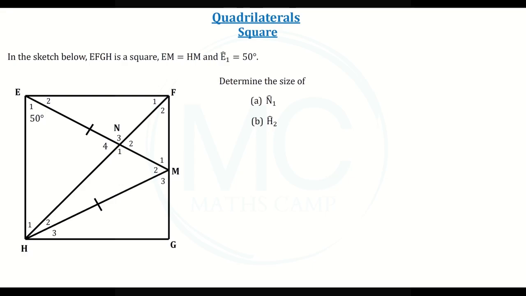In the sketch below, EFGH is a square, EM is equal to HM, and angle E1 is 50 degrees. Determine the size of angle N1 and angle H2. Let's start with part A. Determine the size of angle N1.